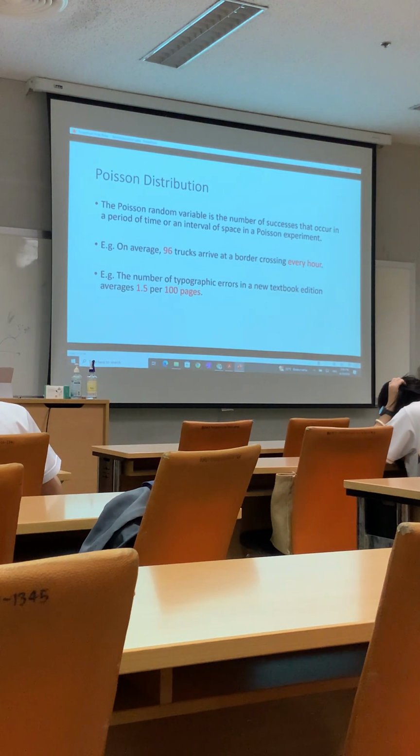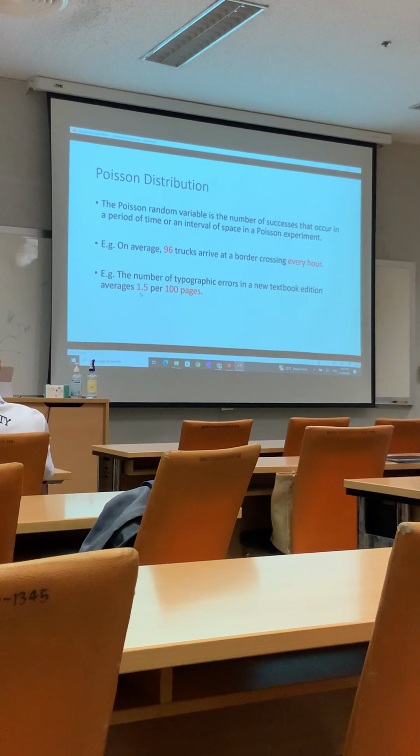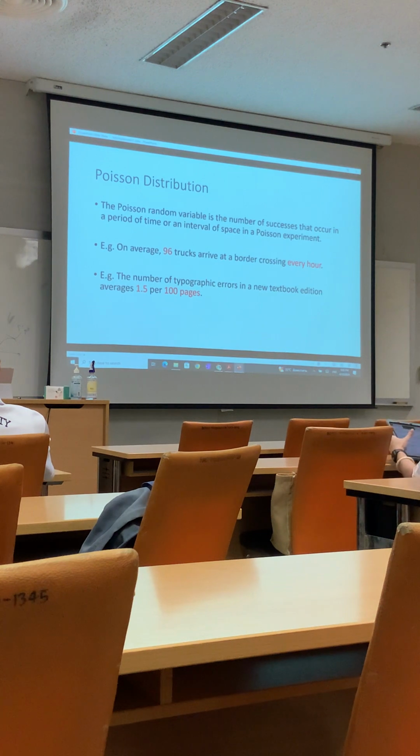Or it could be the number of typographic errors in a new textbook. On average, it's 1.5 per 100 pages. So in a space of 100 pages, on average, we have 1.5 typos, like mistakes, misprinting in those 100 pages. We will see an example where if we increase from 100 to 400, the average will increase 4 times because the probability of success increases 4 times as well.